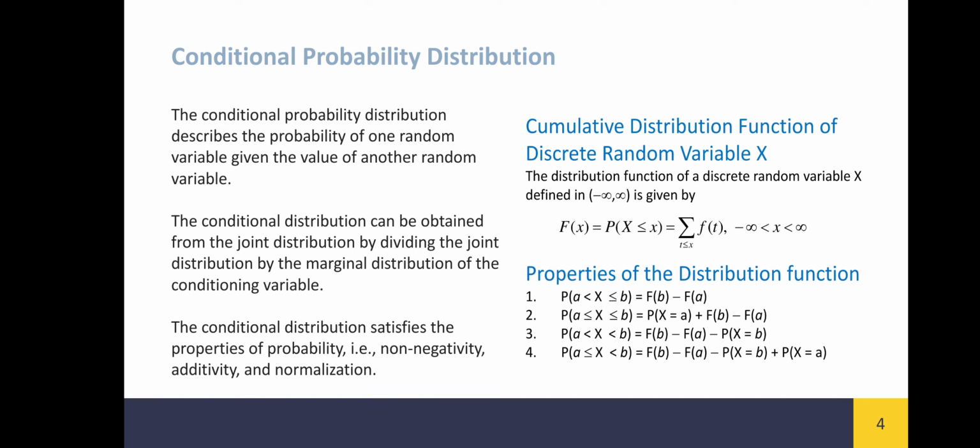So probability using the distribution function: probability of a less than x less than or equal to b is equal to F of b minus F of a. Probability of a less than or equal to x less than or equal to b is equal to probability of x is equal to a plus F of b minus F of a. Probability of a less than x less than b is equal to F of b minus F of a minus probability of x is equal to b. Probability of a less than or equal to x less than b is equal to F of b minus F of a minus probability of x is equal to b plus probability of x is equal to a.